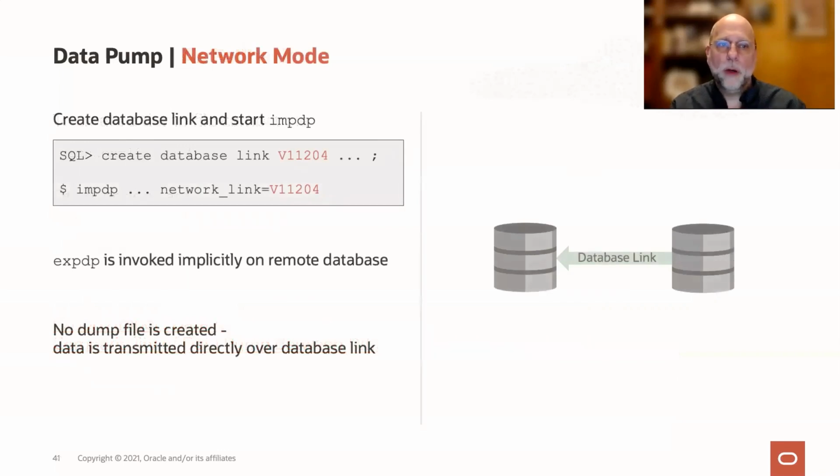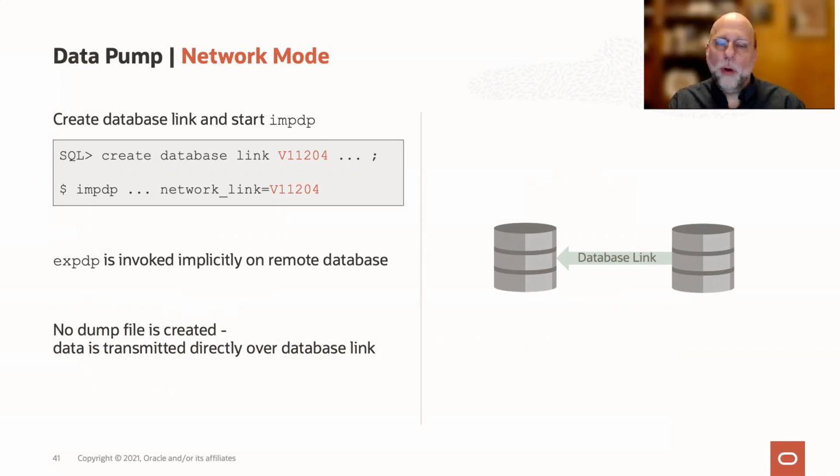In terms of network mode, importing over a DB link can be really useful when you don't have access to disk space to store a dump file. It can be useful for migrating to the cloud, for example, if you don't want to copy a dump file up to object store before importing it into the cloud.